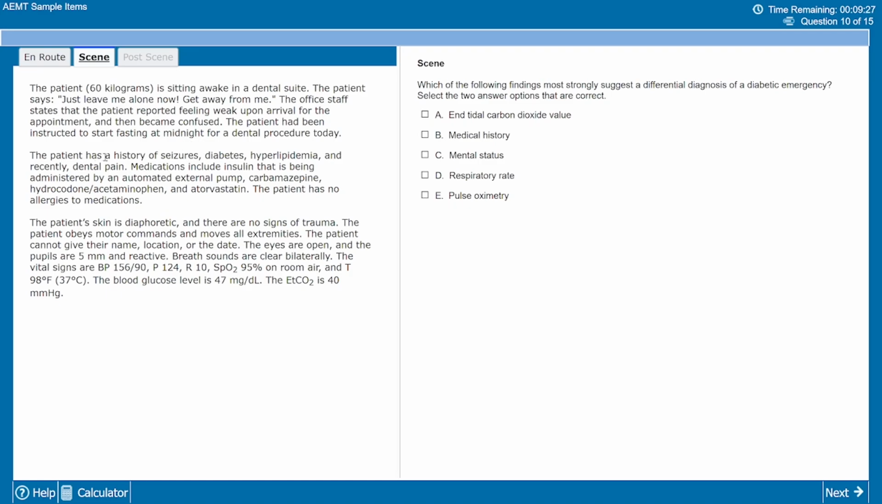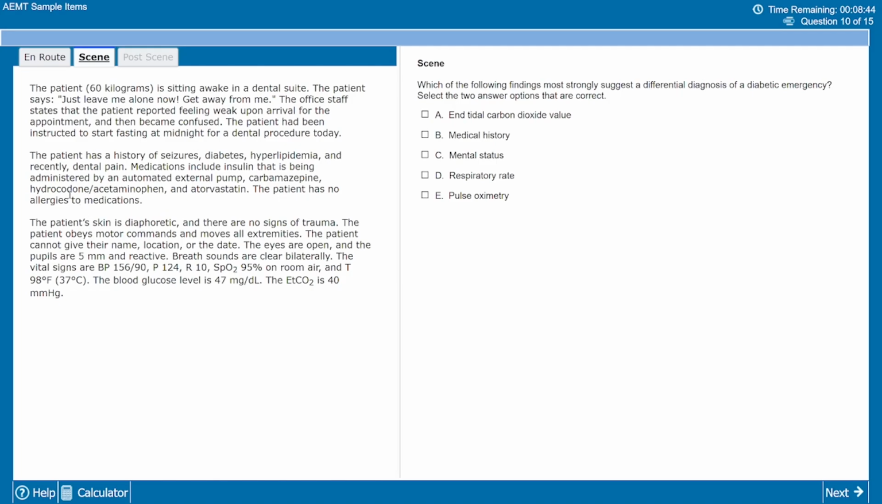So the patient has a history of seizures, diabetes, okay, that goes more into what I was thinking, hyperlipidemia, which if you guys don't know what hyperlipidemia is, that just means high cholesterol, and recently dental pain. Medications include insulin for the diabetes that is being administered by an automated external pump, carbamazepine, I'm not probably pronouncing that right. If you don't know what this is for, treating seizures, and I would highly recommend, if you didn't know this medication, to take a moment to research what the medication is, because you might see it again later in your career or during these tests.